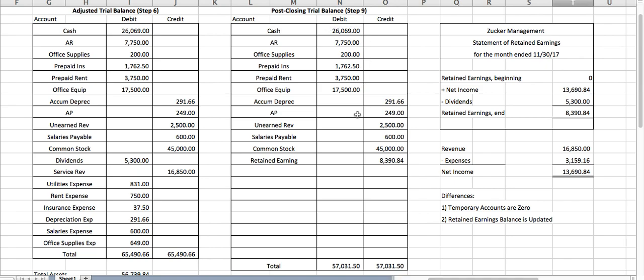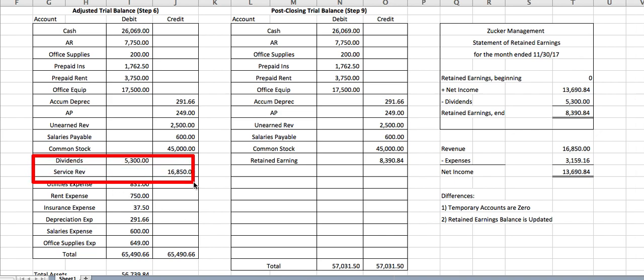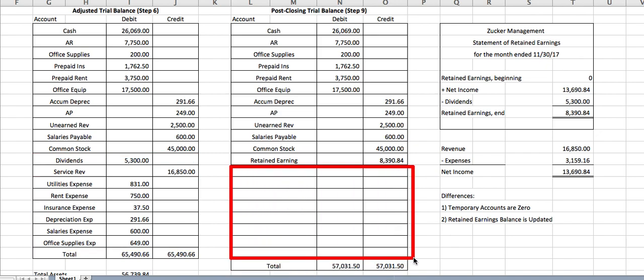And the same holds true for all of the other permanent accounts. They stay there. They don't go away at the end of the period. But you will notice that all of the temporary accounts, which are dividends, revenues, and expenses, now are all zero on our post-closing trial balance.